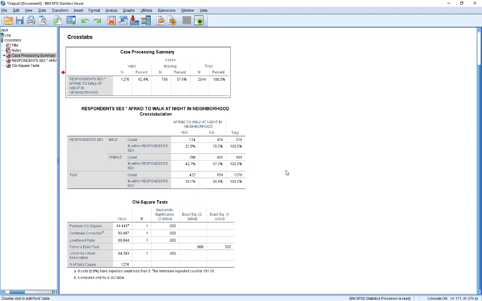Now, what that allows us to see is not just the count, but the percentage within the row, because it's a row percentage. So here you can see that about 21% of the men, so 124 out of 578, is 21.5%. So ultimately, 21% of the men said yes, they're afraid to walk at night. On the other hand, we would say about 43% of the women reported being afraid to walk at night. So in other words, instead of using the counts, we can report these percentages, which makes the process a little bit easier for us.